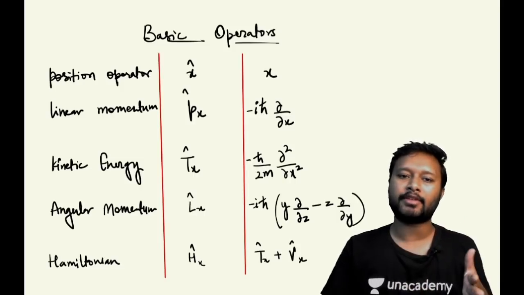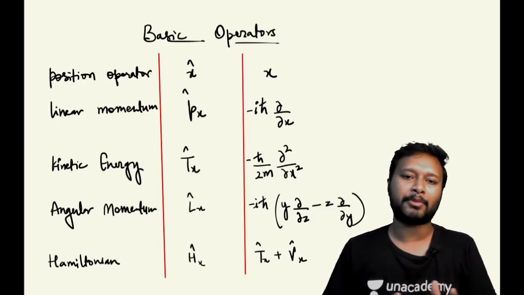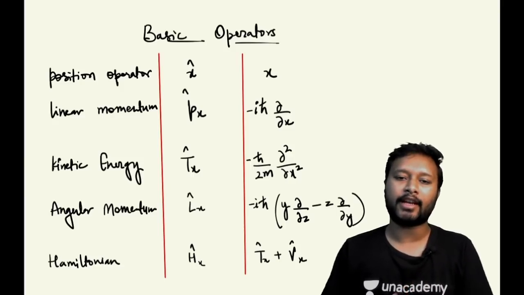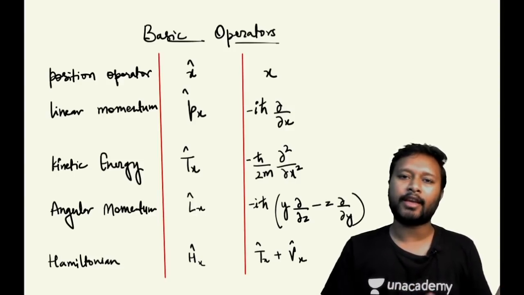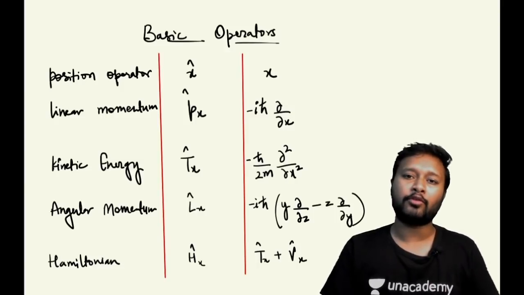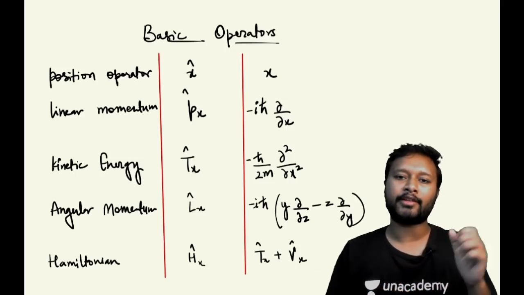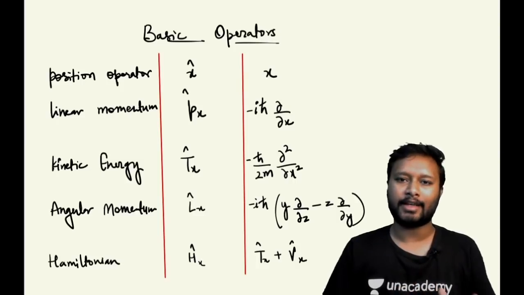These operators which I have mentioned on this particular slide are all in one dimension, that means all of them are in the x direction. If you want to make the operator in the y direction, then the x will be changed with the y, and so on and so forth. If you want to find out the operator in 3 dimensions, you just have to add the corresponding operators in x, y and z axis all together. That's how it will be done.